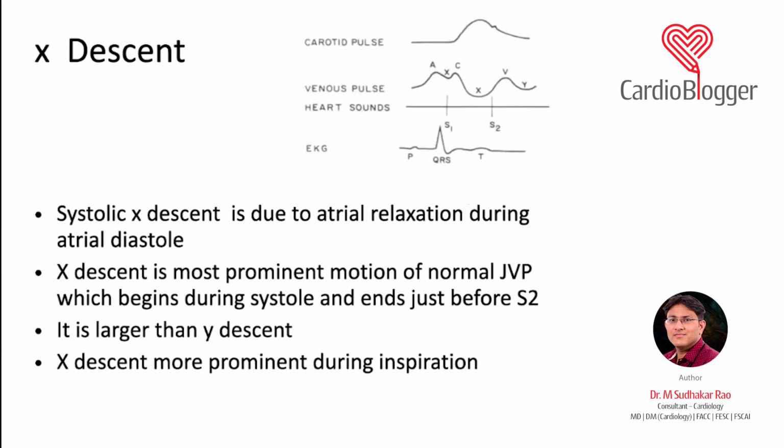Always remember the X descent is the most prominent descent, and sometimes it is more prominent than the A and V waves. And it is one of the most important waves, which increases the most on inspiration. So on inspiration, the X descent becomes more prominent. Though the JVP decreases on inspiration, the mean venous pressure always increases. This you should always remember, and the X descent is always larger than the Y descent.